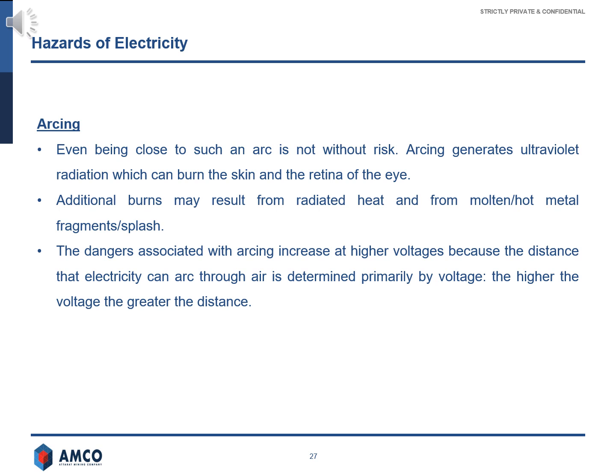Arcing generates ultraviolet radiation which can burn the skin and the retina of the eye. Additional burns may result from radiated heat and from molten/hot metal fragments/splash. The dangers associated with arcing increase at higher voltages because the distance that electricity can arc through air is determined primarily by voltage. The higher the voltage, the greater the distance.